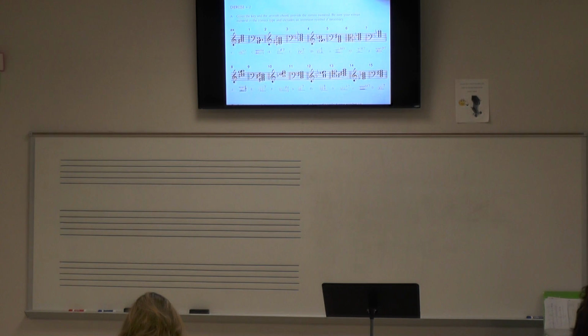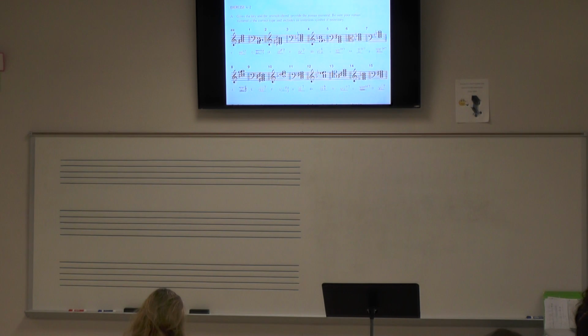Number 8 is what we call a 5-6-5. Remember, I had stressed how you're supposed to distinguish between capital Roman numerals and lowercase Roman numerals, right? Otherwise, if it's not clear, I'll have to mark it wrong. Number 9, lowercase 3 with a 7. 10 is a 7 half diminished 4-3.